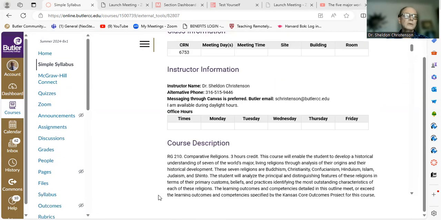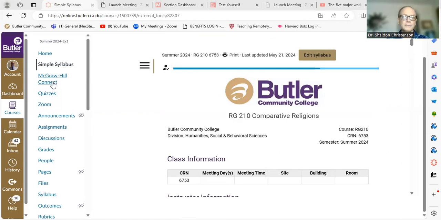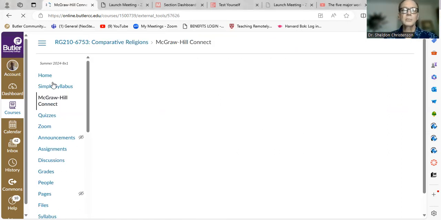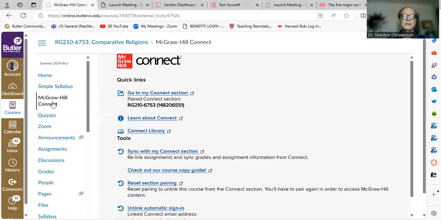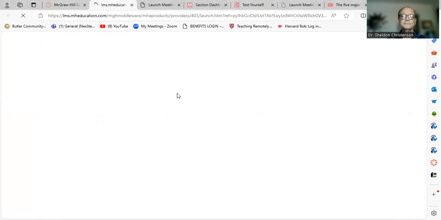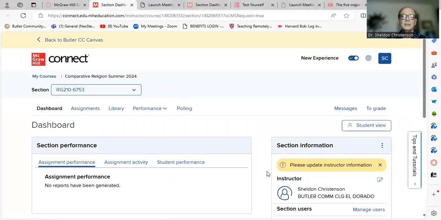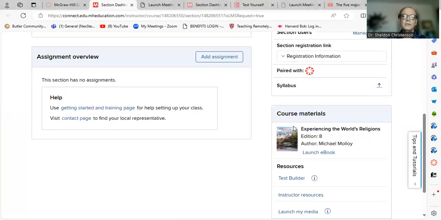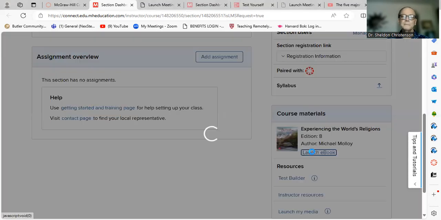To access your textbook, you'll select McGraw-Hill Connect. You'll want to sign in using your Butler email address. You'll get to a page after you've signed in as a new user. If you've already used McGraw-Hill Connect, you've already got an account. But if you haven't, you're going to need to make an account. Go to the Connect section. Your page will look a little different than this, but you want to find the textbook, Experiencing the World's Religions, and click Launch ebook.